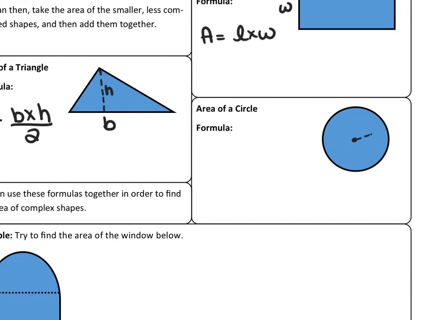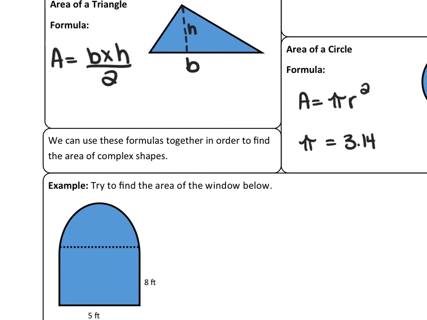you need the radius, which is the distance across half of the circle, and it is pi r squared, so the radius squared. Pi, there should be a button on your calculator that's for pi, but if you forget, it is 3.14. You can just use that if you want, or use the pi button that's right on your calculator. If you have questions about how to use that, I'll try to find a video on how to do that on different calculators. So those are the basic formulas.